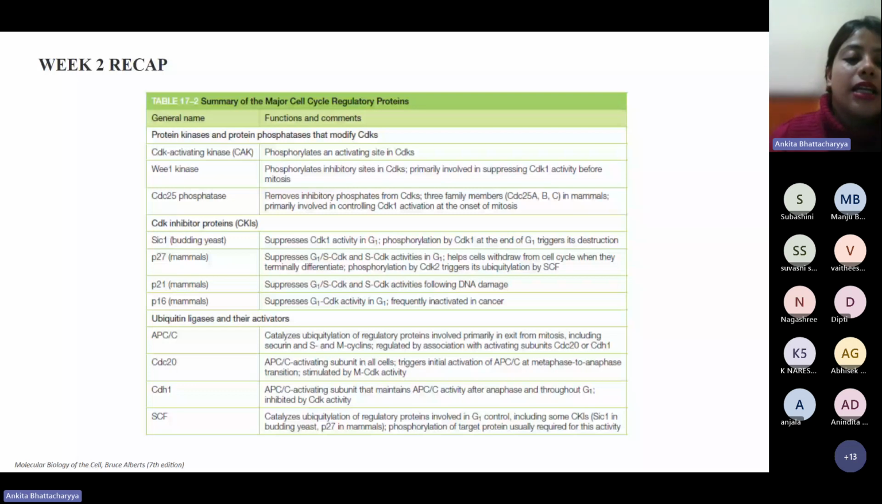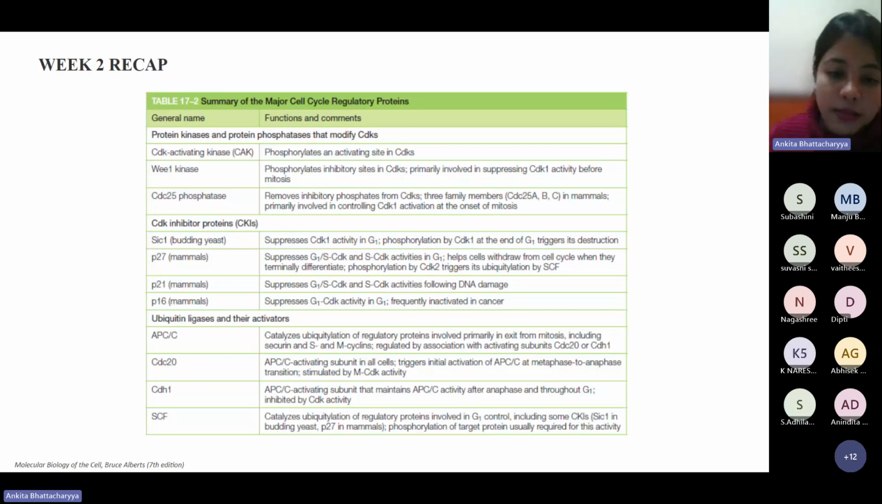Then comes CDK inhibitory proteins, CKIs. First example is Sic1, which is found in budding yeast. It suppresses CDK1 activity in G1, and phosphorylation by G1 CDK at the end of G1 will trigger destruction of Sic1. What you need to keep in mind is that this occurs in budding yeast. For mammals, you have p27, p21, and p16. These are CKIs. So they have different roles. p27 is suppressing G1/S-CDK and S-CDK activity. And you can go through the functions for your own reference.